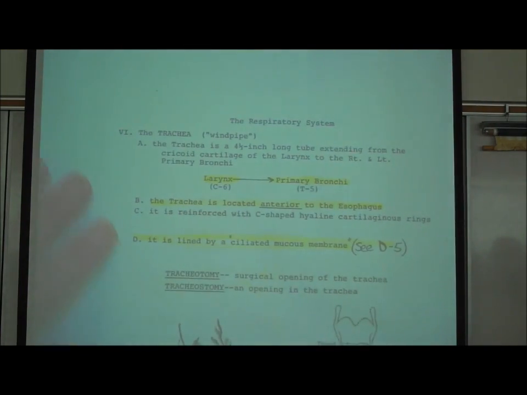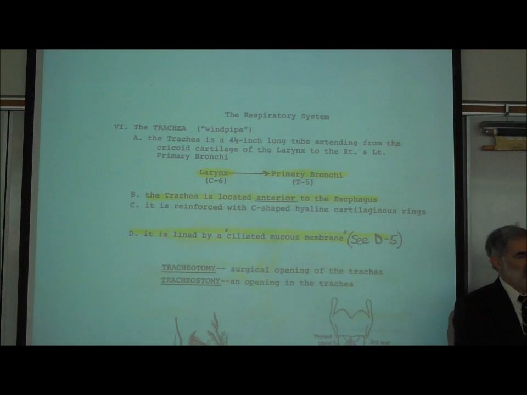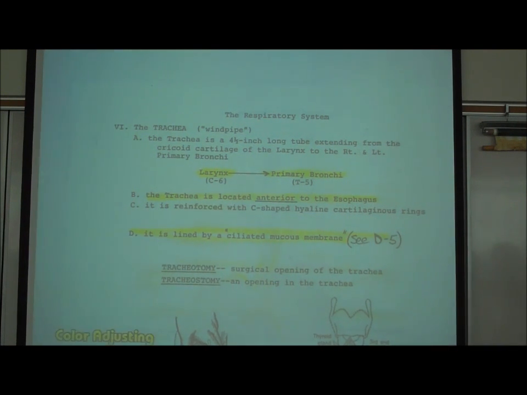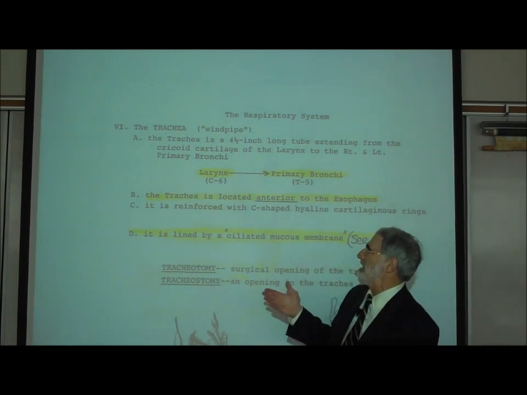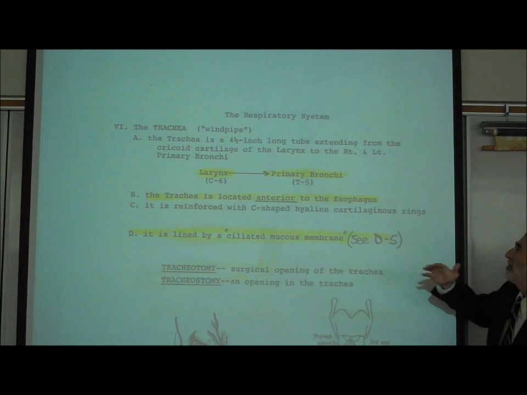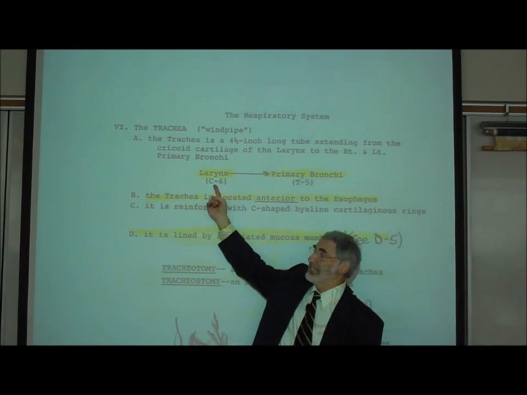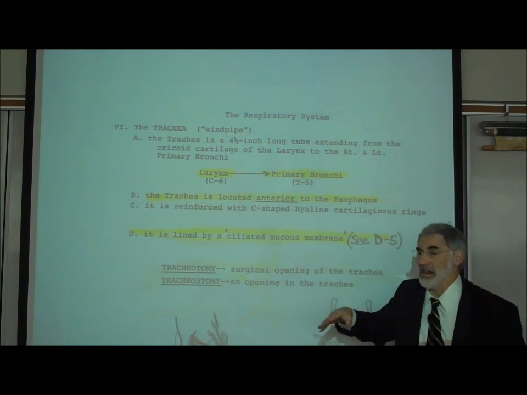That takes us to page K9. On K9, the trachea, or windpipe, I wrote as a 4.5-inch long tube. Again, I never test you on how long a tube is. It goes from the cricoid cartilage of the larynx to the right and left primary bronchi that enter the lungs. You'll notice that I indicated your larynx is at the level of C6, and the primary bronchi are T5.